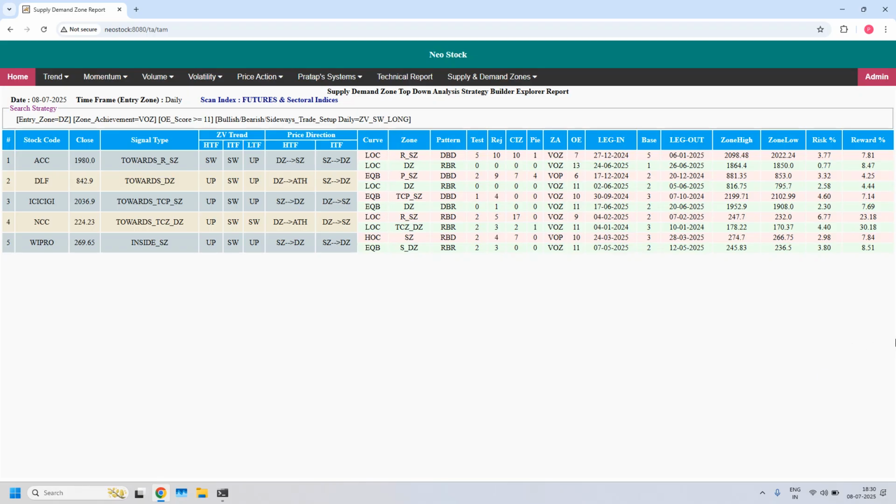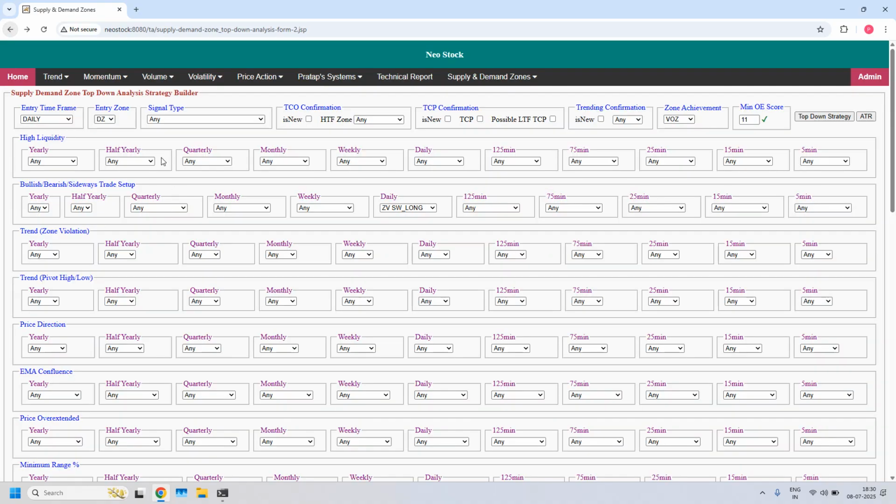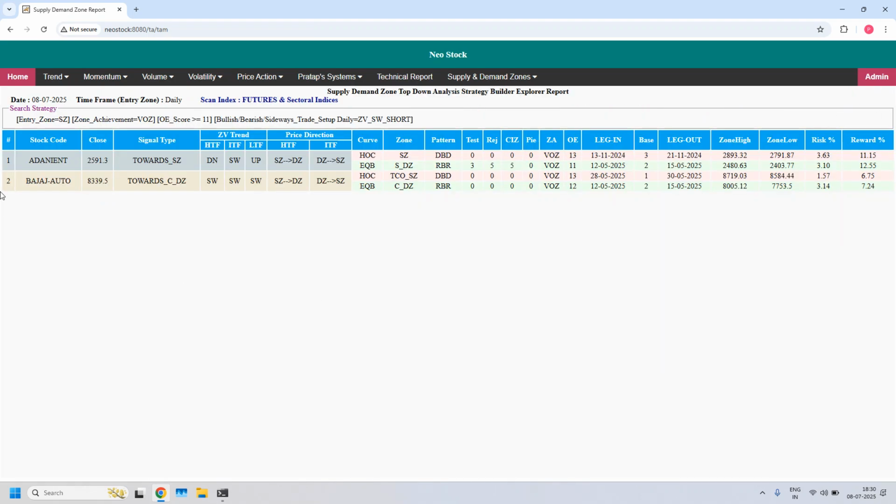Okay, next sideways short trade setup for monthly income trade. Changes are daily supply zone. Here sideways short. We got two stocks. Entry time frame zones are daily supply zones.